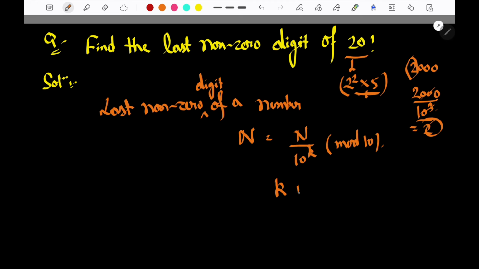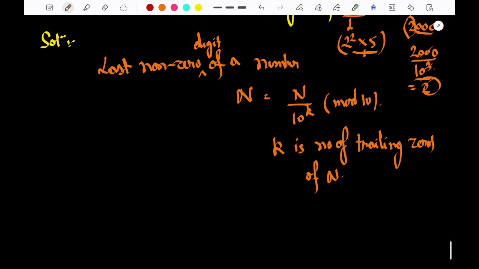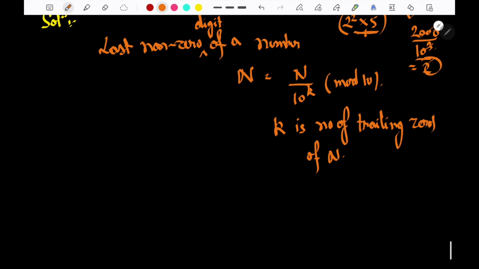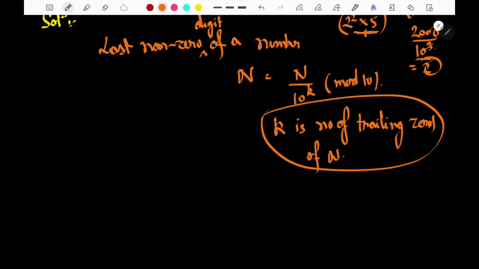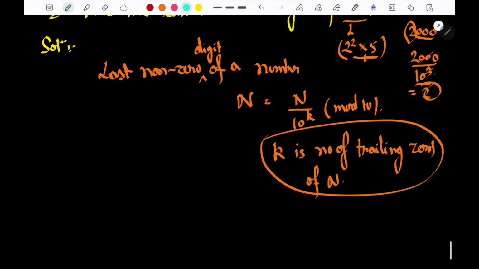Here k is the number of trailing zeros. Trailing zeros means after the first non-zero digit, how many zeros are there? That is known as trailing zeros. So this is trailing zeros of n. Done. Now how do we find the number of trailing zeros? Basically, this is the question. We have to find k. K means finding the number of trailing zeros. Say this is step 1.